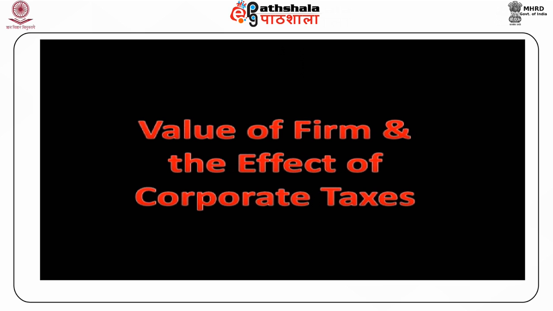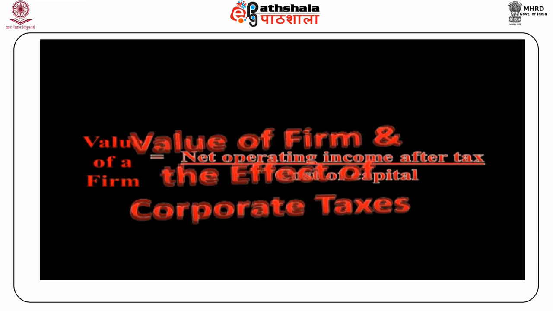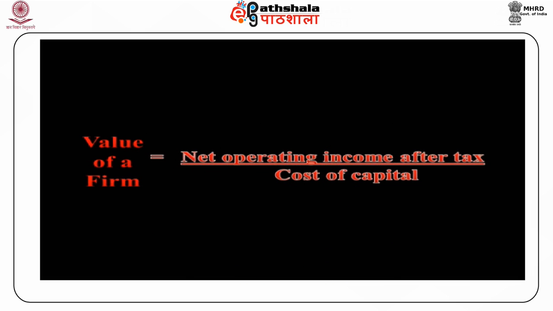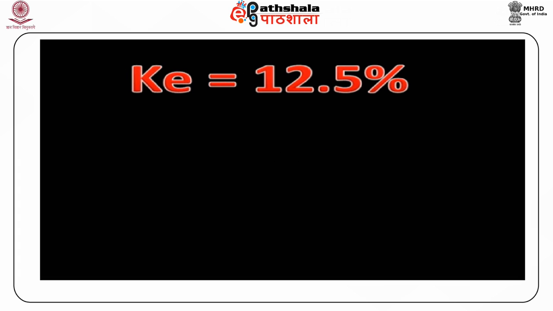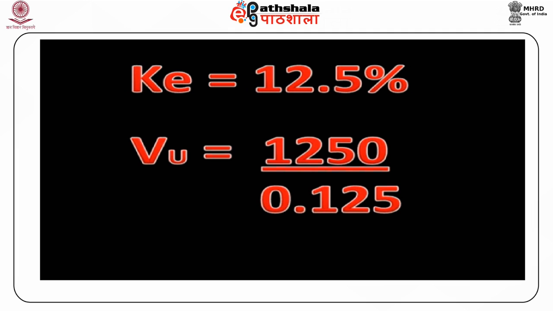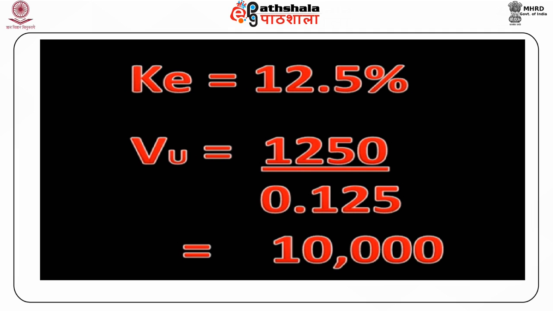Let us now calculate the value of the firm and see the effect of corporate taxes on the value of the firm. We know that the value of a firm is calculated as a ratio of net operating income after tax and the cost of capital. Suppose that the cost of equity is 12.5%, hence the value of the unlevered firm will be net operating income divided by the cost of equity, that is 1250 divided by 0.125, which is equal to ₹10,000.